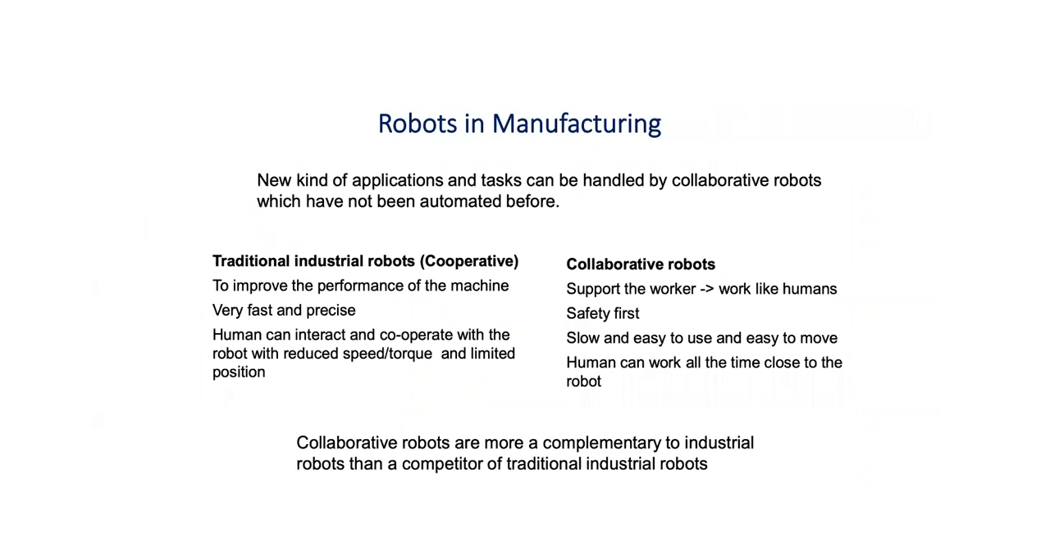And here I would like just to bring to you some different attributes from the traditional industrial robots and the new ones, the collaborative. So the idea is that the new collaborative robots are supporting the workers. They work like humans, but better, because they can automatize everything that we can do, 7 days per week, 24 hours per day. But humans will be the responsible ones.